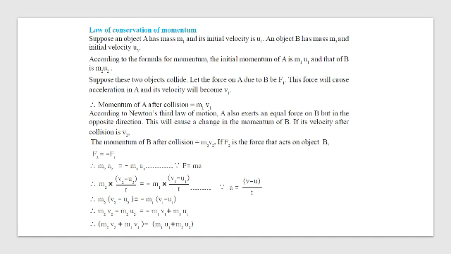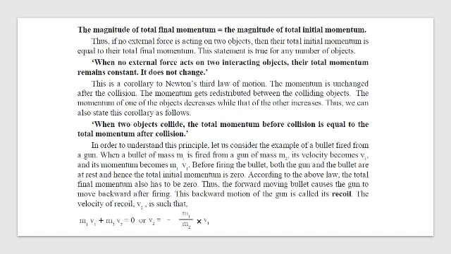Take m1 v1 to this side. So m2 v2 plus m1 v1 is equal to m1 u1 plus m2 u2. u terms on one side and v terms on one side. What are you going to get? Total final momentum is equal to total initial momentum. If no external force is acting on two objects, then the total initial momentum is equal to the total final momentum.